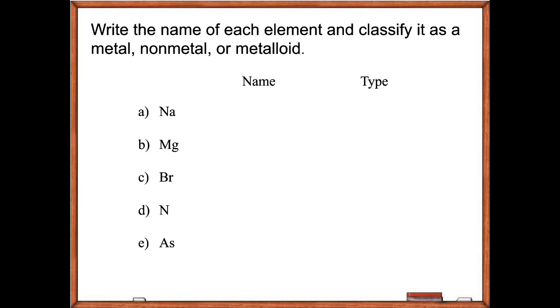So the first one, Na. What is its name? Maybe you had to go to your periodic table, or maybe just from talking about it enough at this point, you know that this is sodium. And whether it's a metal, nonmetal, or metalloid, well, it's on the left-hand part of our periodic table, so we know it's going to be a metal. Next one, Mg. That's going to be magnesium. Is it metal, nonmetal, or metalloid? It's, again, on the left-hand part of our periodic table, so that's going to be our metal.